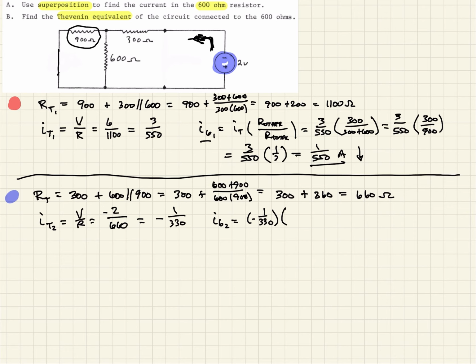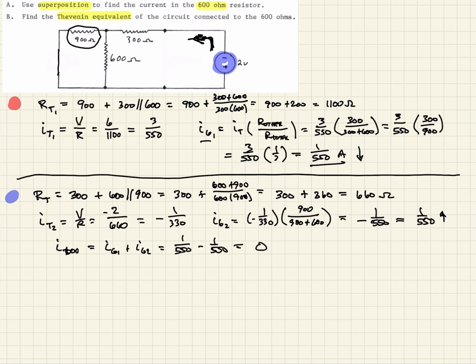Such that our total current through the 600 ohm resistor is going to be I61 plus I62. That'll be 1 over 550 minus 1 over 550, and so we have 0 amps going through the 600 ohm resistor. So that is the answer to part 1.